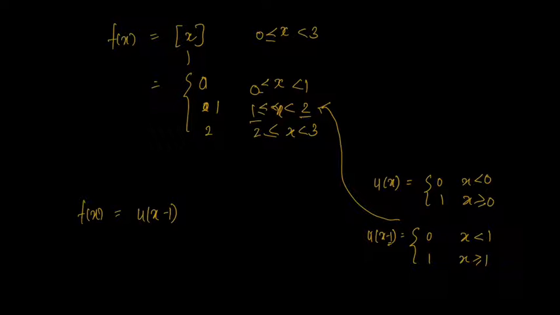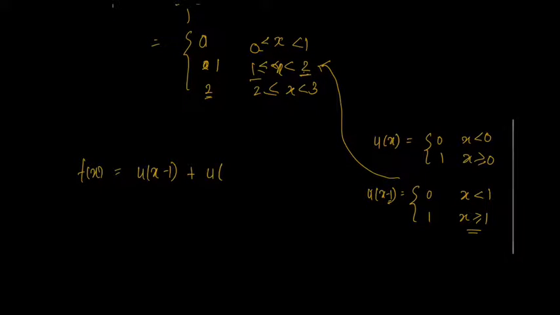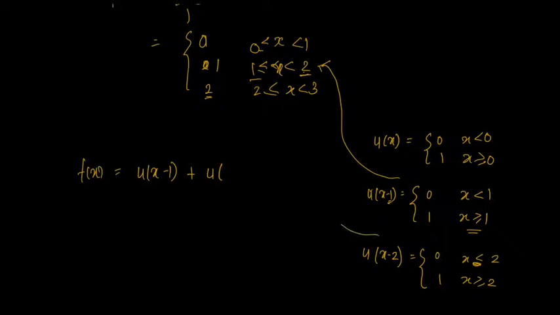Now this will keep on giving 1 for x greater than or equal to 1, but once the value of x becomes greater than or equal to 2, it must return value 2. So we need to add another unit function, u of x minus 2. Again, by definition this will give 0 for x less than 2 and 1 for x greater than or equal to 2, which satisfies our condition, and hence when we put this here, this will give us 1 plus 1 when x is greater than or equal to 2.